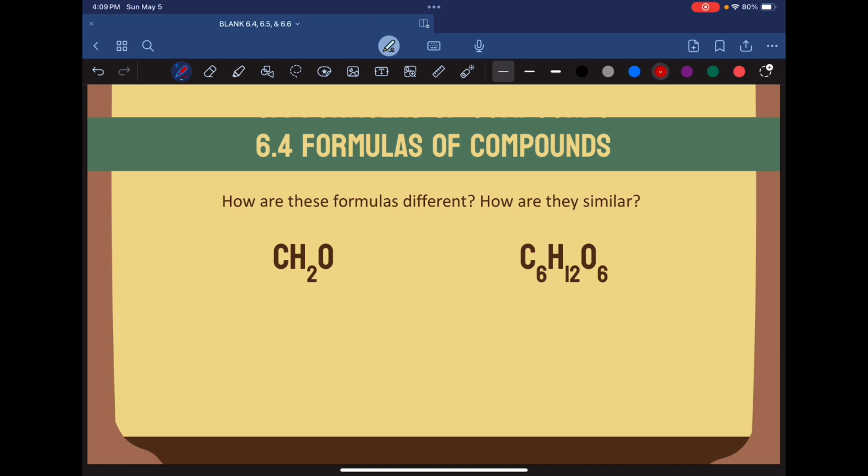Well, they're similar because they both have carbon, hydrogen, and oxygen. They're different because the first one on the left side only has 1 carbon, 2 hydrogens, and 1 oxygen. And on the right side, it has 6 carbons, 12 hydrogens, and 6 oxygens. So the one on the left side, that is what you're going to call the empirical formula. The other side, this is what you call the molecular formula.